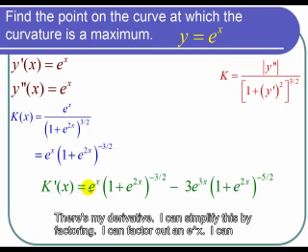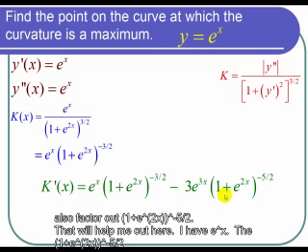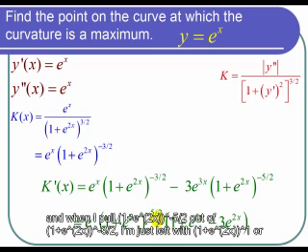I can simplify this by factoring. I can factor out an e to the x. I can also factor out a 1 plus e to the 2x, all to the negative 5/2 power. That'll help me out here. So I have my e to the x, the 1 plus e to the 2x to the negative 5/2 power.